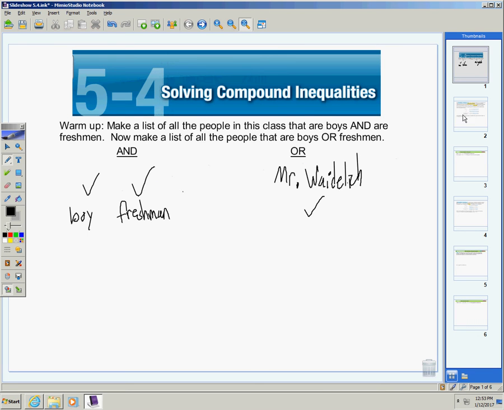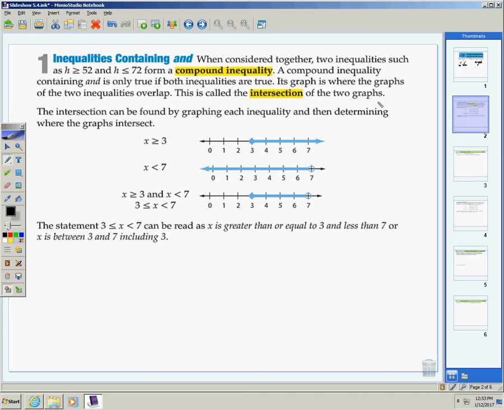So the first thing we're going to be talking about is inequalities with the word and. And I want you to say also that right here, this inequality doesn't have the word and, but when there's no words, it's also and. And we'll work on rewriting them so you can see that. We call this a compound inequality.